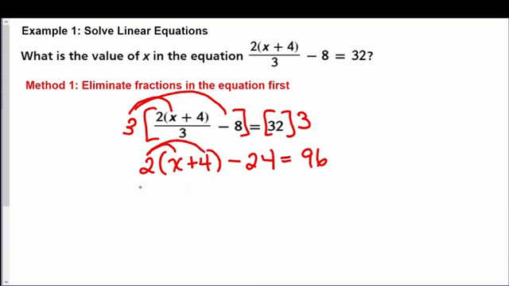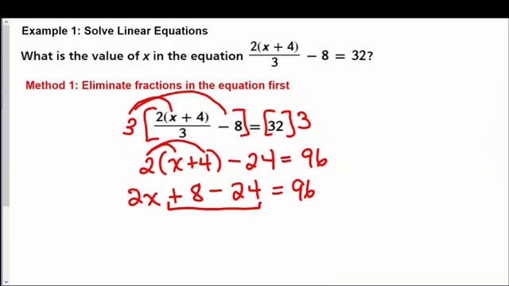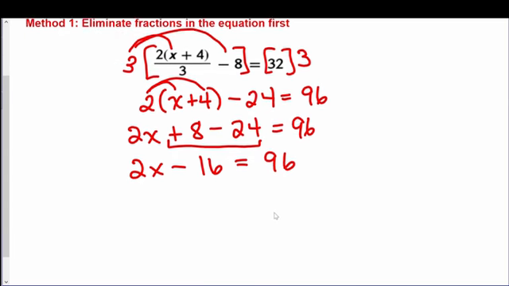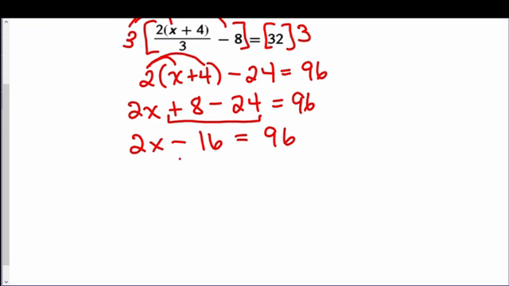I'm going to use the distributive property to get rid of those parentheses. 2 times x is 2x, and 2 times 4 is 8, minus 24 equals 96. And then here I'm going to put my constants together. And 8 minus 24 is negative 16. So that's 2x minus 16 equals 96. And then I'm going to add 16 to both sides to eliminate the subtracting 16.